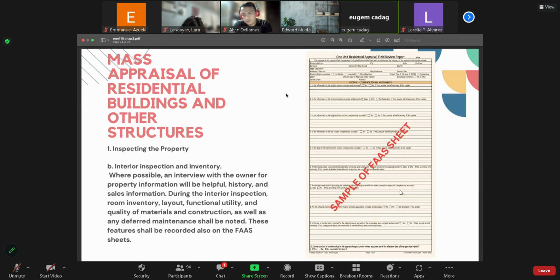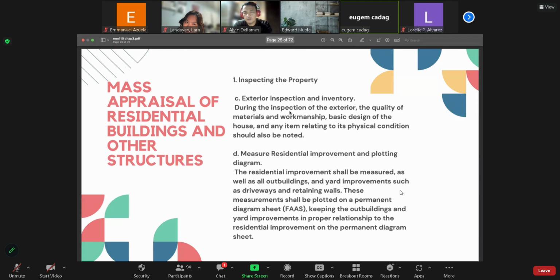Sometimes also referred to as revenue per unit. This is a measure used to understand the revenue generating ability of a program or service at the individual customer level. Next slide po. By the way po, ito yung sample po ng FAAS sheet dito sa right side. Next slide, thank you.